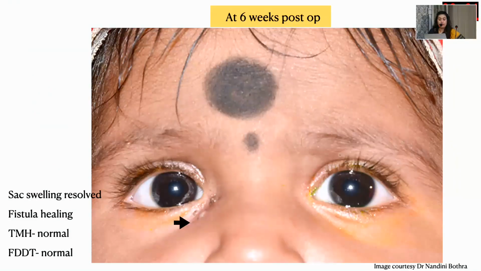At 6 weeks follow-up, we can see very well that the sac swelling is completely resolved. Fistula is healed, tear meniscus height is normal, and FDDT is normal.